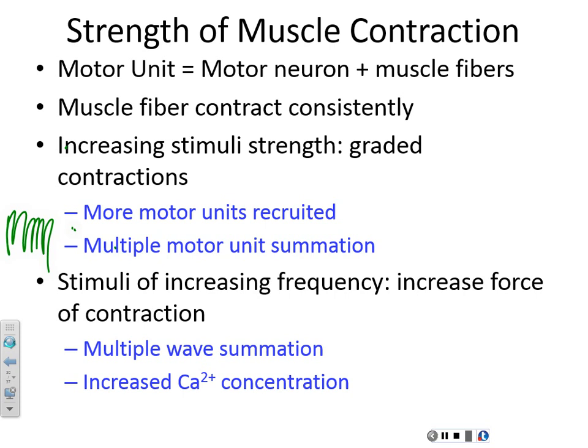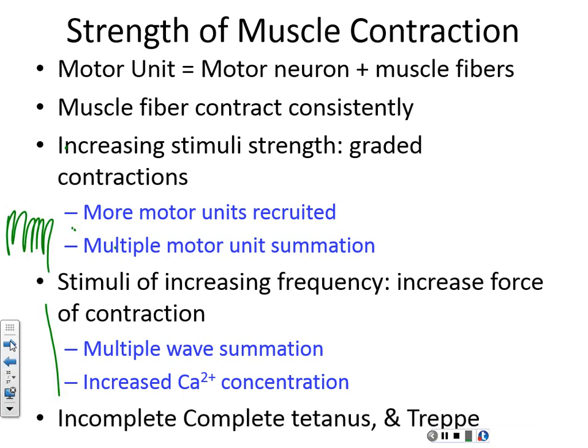So that's multiple summation. I want you to be able to explain those two and tell me. Incomplete tetanus is when the muscle will contract before it's fully relaxed. That's incomplete tetanus. And then complete tetanus, on the other hand, would be the muscle stays contracted with no relaxation period. And that's like a cramp. That's like a challenge. So tetanus is really bad.